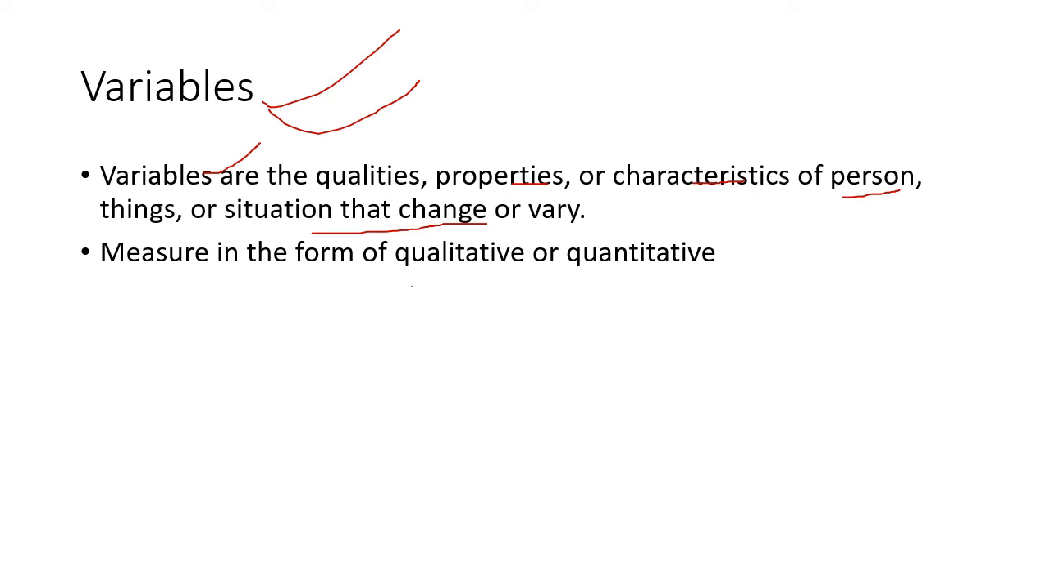So we can measure the variables in the form of qualitative as well as quantitative. We can measure the variables in the form of words as well as in the form of numbers. Qualitative means in the form of words, which I cannot measure numerically. Quantitative means in the form of data or numbers that I can measure well.